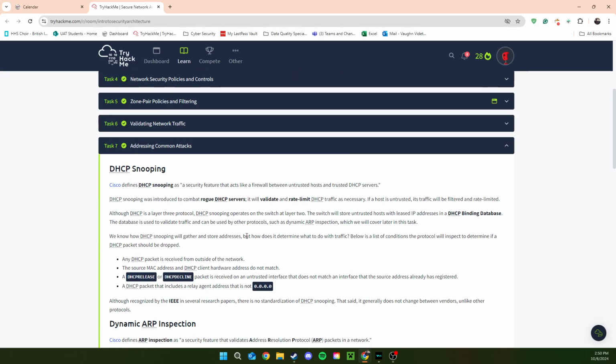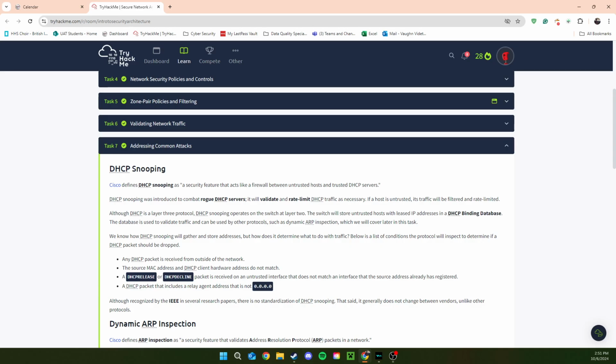So some common attacks is snooping, or DHCP snooping. Although DHCP is a layer 3 protocol, snooping operates at the switch, which is at layer 2. The switch will store untrusted hosts and leased IP addresses in a DHCP binding database. The database is used to validate traffic and can be used by other protocols such as dynamic ARP inspection, which they said they'll cover later in the tasks.